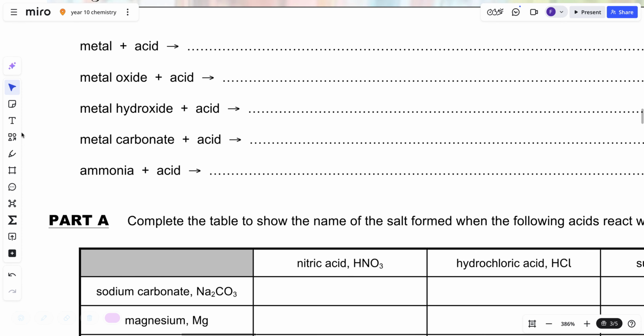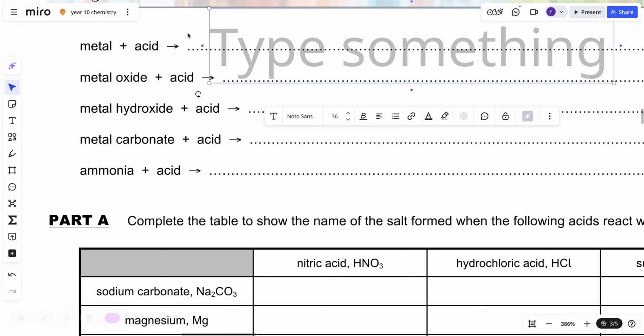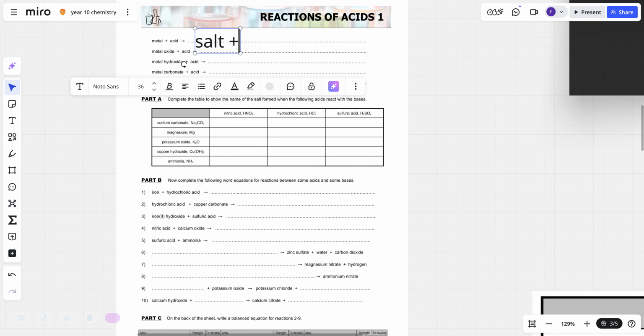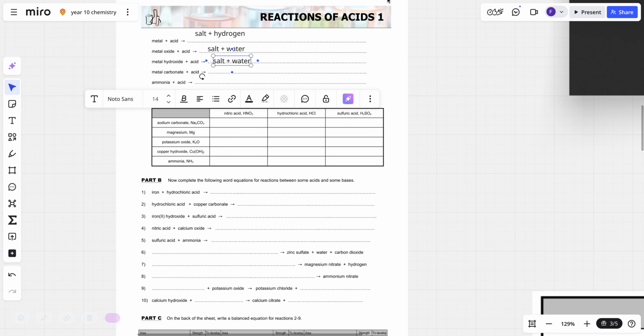All right. When you have a metal and acid and you react them, you get a salt and hydrogen. Okay. Now, when you react a metal oxide and acid, you get salt plus water. When you react a metal hydroxide and acid, you get salt plus water. And I think you're going to kind of see the patterns here.